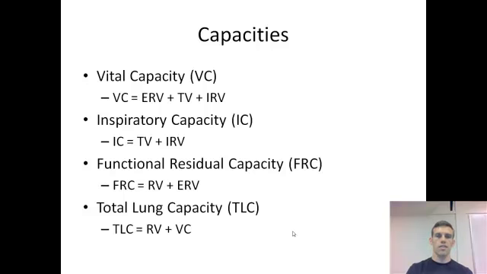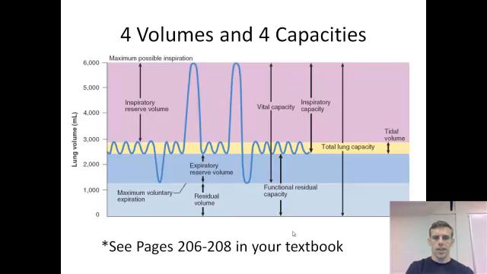Now the 4 capacities. The first one is vital capacity. You can see that there are some equations that tell us what vital capacity and all the capacities are. We see that vital capacity, VC, equals ERV plus TV plus IRV. If we go back to our graph, that equation might not mean much to us, but we can see vital capacity is pretty much all the air that we can use in our lungs. It goes from a maximum inhale all the way down to a maximum exhale. So the VC equals the ERV, plus the tidal volume in the yellow, plus the IRV.